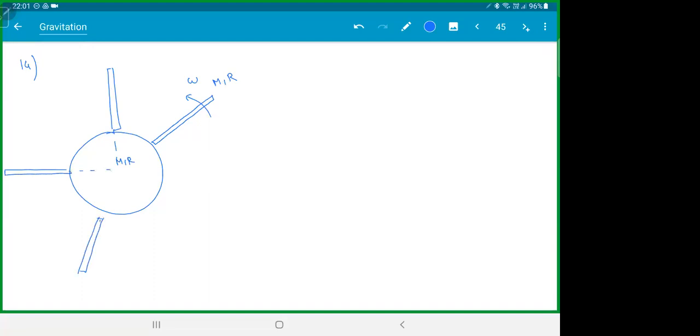On NASA's website, you will find this thing. This is called a space elevator. It's a concept which is quite possible. The whole idea is you can have a kind of satellite which is rotating in space. Let me show you how it would look.